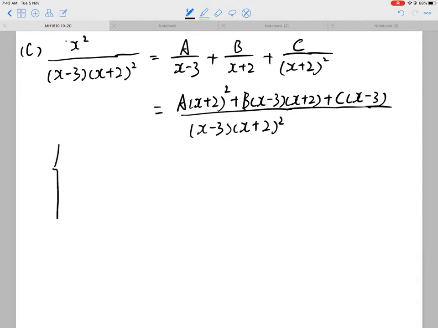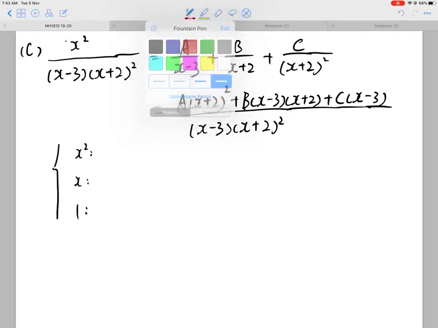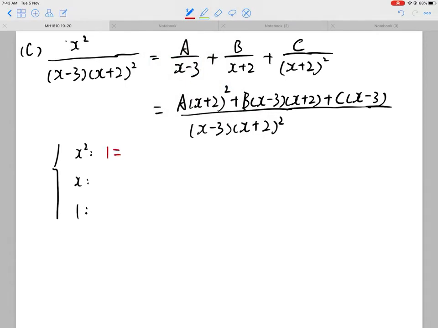So we should get 3 equations: about x squared, about x, and about the constant. About x squared, the left is 1. The right should be a plus b, because here you don't have any x squared term for c. Then what about x? The left has no x. On the right, here you have 4ax. Here you have minus bx. And here you have cx.